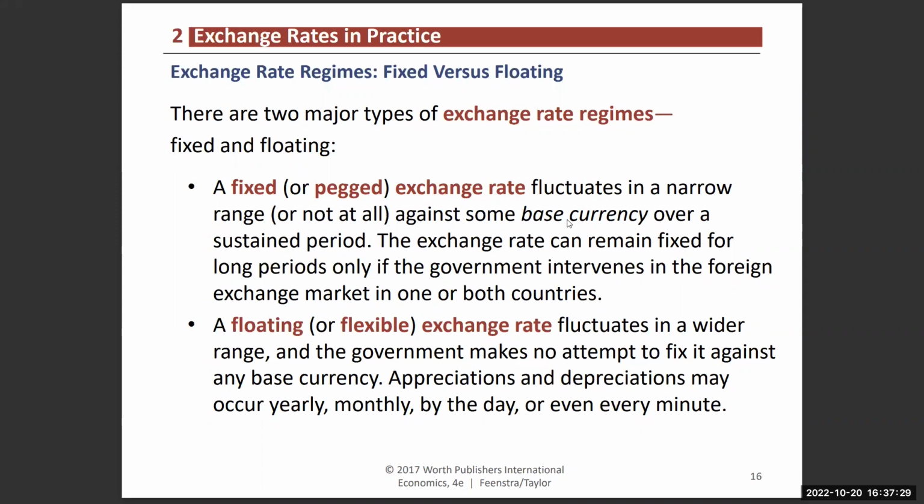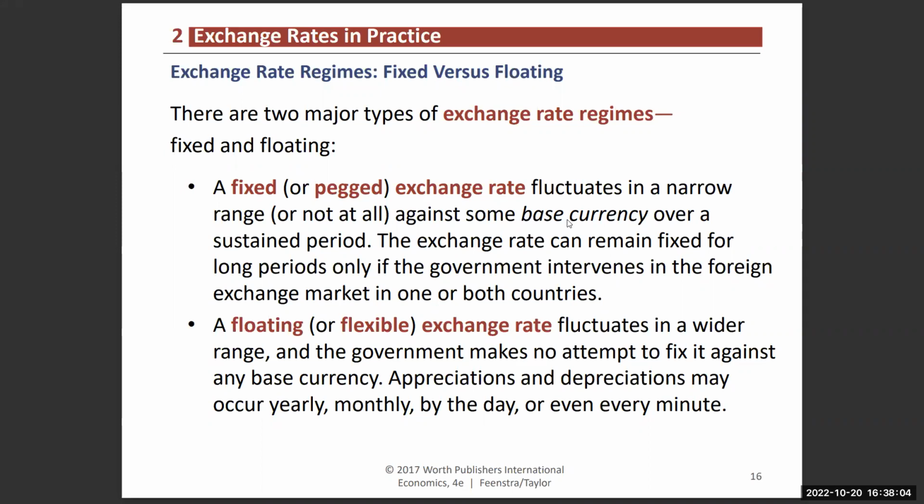So in this case, fluctuation is in a narrow range or not at all, okay? Because fixed does not mean that you have set the exchange rate stable all the time. You can go with a very small boundary, for example, plus minus 1 percentage point, okay? This is pegged as well. So we do have some other, not so extreme, cases of pegged exchange rate, okay?